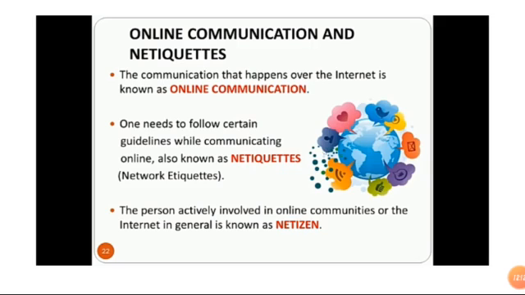So here we have now netiquette. What does the word netiquette mean? Netiquette is a set of rules that a user should follow when he or she is online. It is derived from the words network plus etiquette. So what are the netiquettes?